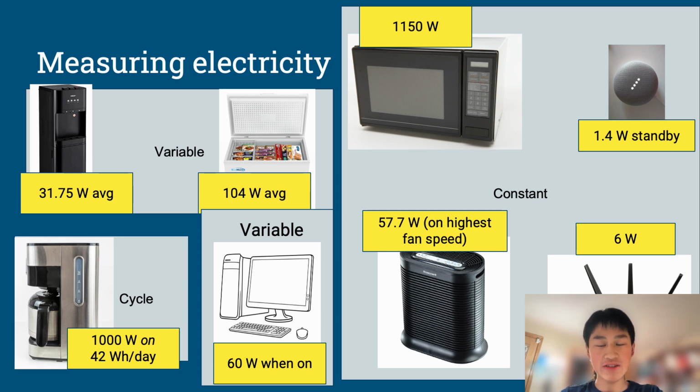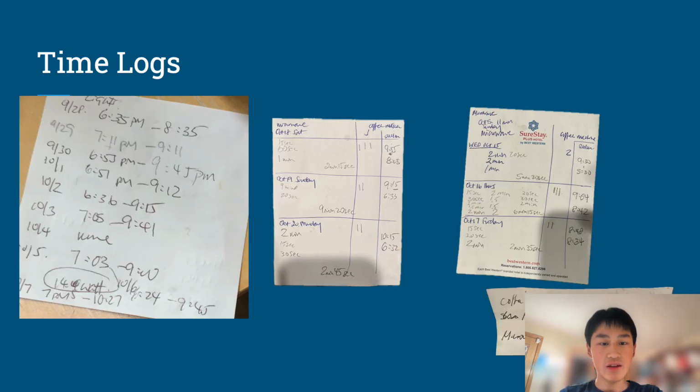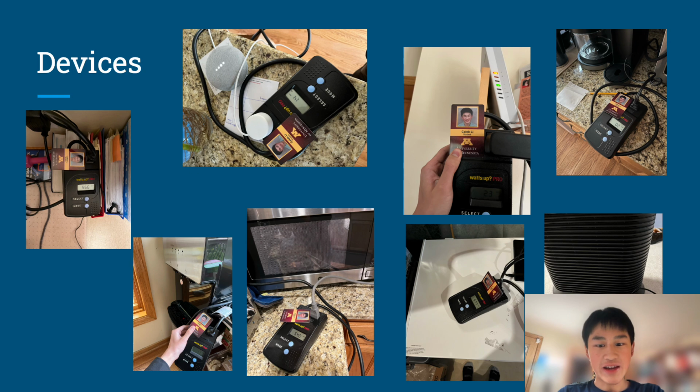The constant power devices were a Wi-Fi router, an air purifier, a microwave, and a Google Home smart speaker. These are the time logs that I used. We just had a little sticky note and a pencil next to it, and we recorded the numbers every time we turned on the light, every time we used the microwave, etc. Here are the devices with my ID next to them.